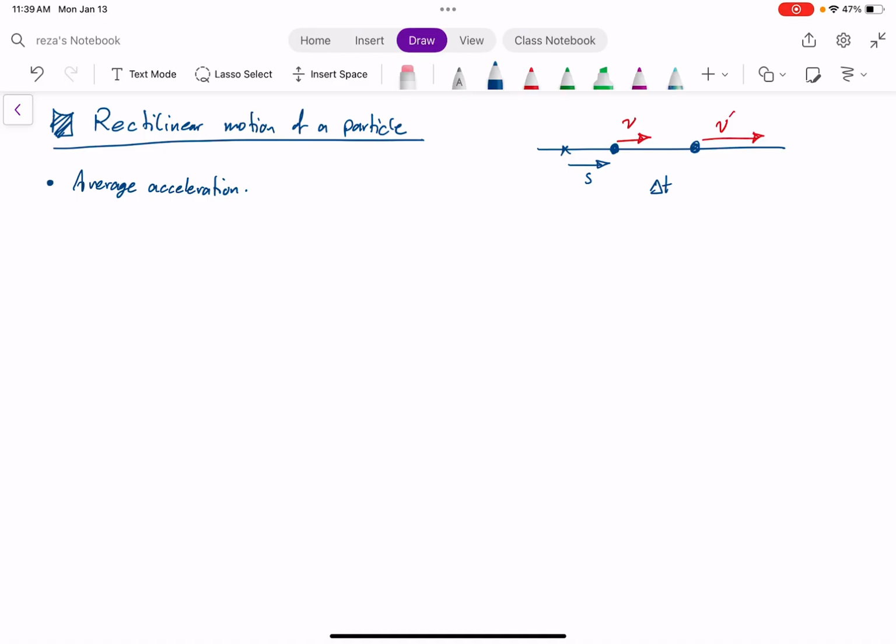Exactly the same way we defined the average velocity, which was change in position divided by time, now we can take one more step and define average acceleration, which is change in velocity divided by time. So acceleration, the average value, is change in velocity divided by time. That is v prime minus v divided by time passed.